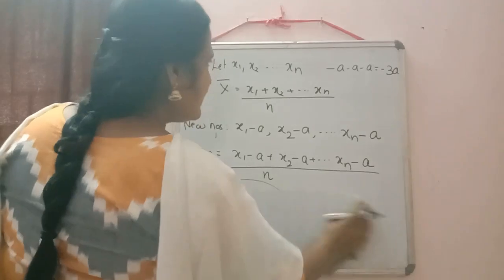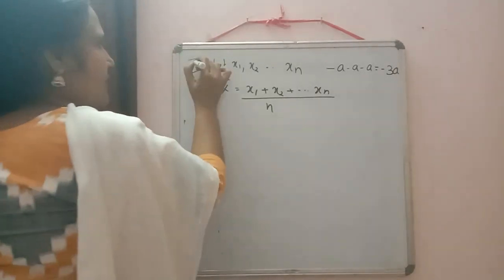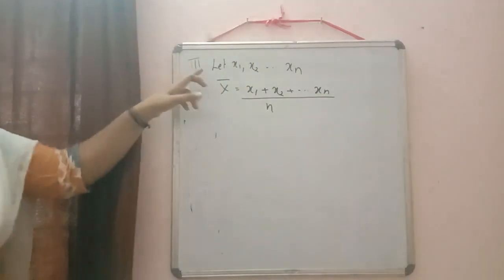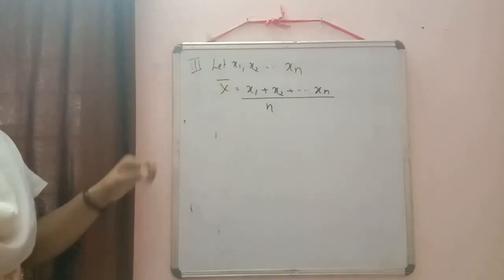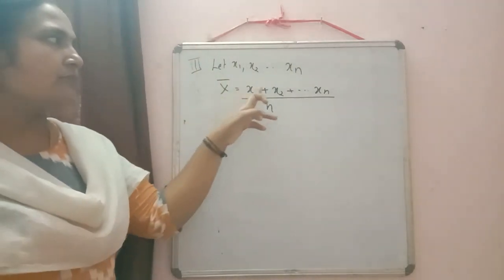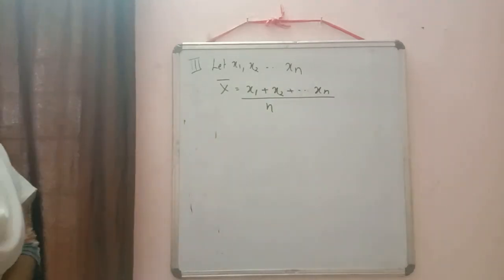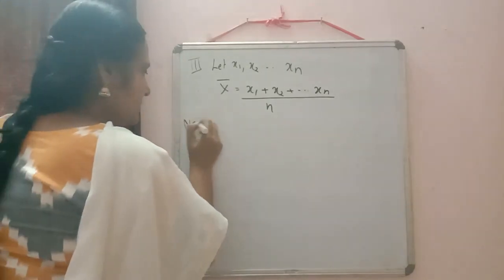Now we will write down the third case. So for the third case, these observations are common there. So again I am not writing, you just write down. Let x1, x2, etc. xn be the observations. Then x bar is equal to x1 plus x2 plus etc. plus xn divided by n. Written? Okay.